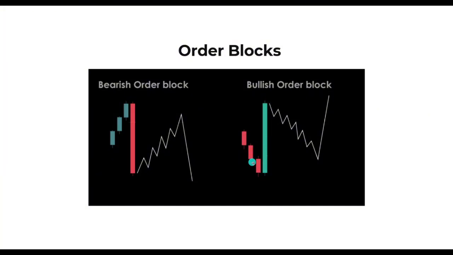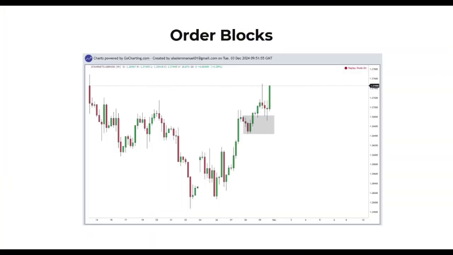So these consecutive bearish candles are going to be what stands as our order block. This is what we refer to as an order block in the ICT trading concepts. Now over here, we have an example. This is a bullish trade example using the order blocks.